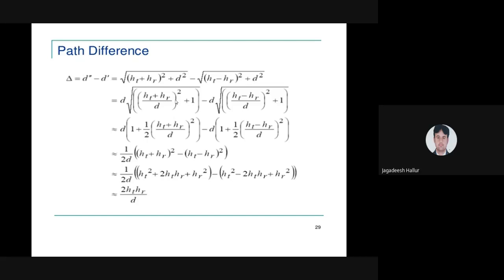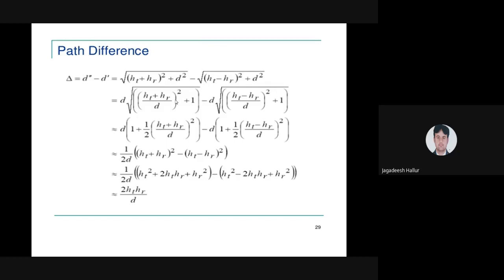There, he is going to remove that square root. So for removing that square root, the equation will become d into (1 + (1/2)((ht + hr)/d)^2) minus d into (1 + (1/2)((ht − hr)/d)^2). So 1/(2d) has to be taken outside, and the common term is the distance d. So 1/(2d) into ((ht + hr)^2 − (ht − hr)^2).